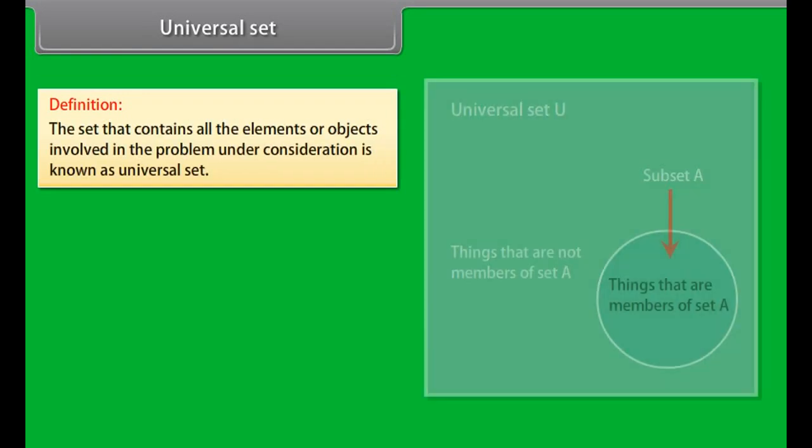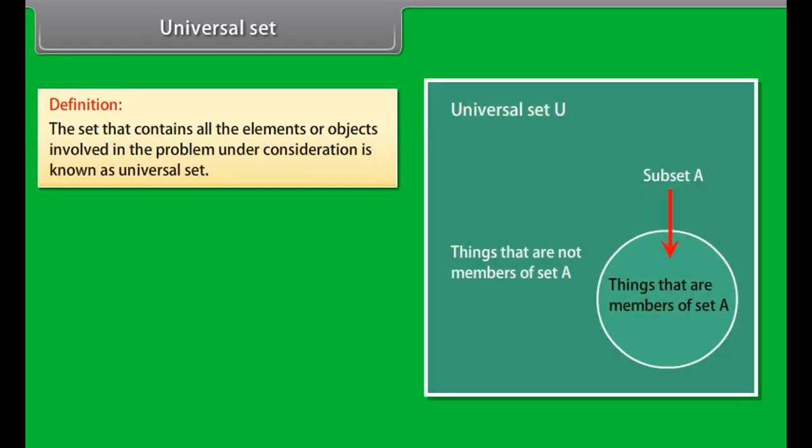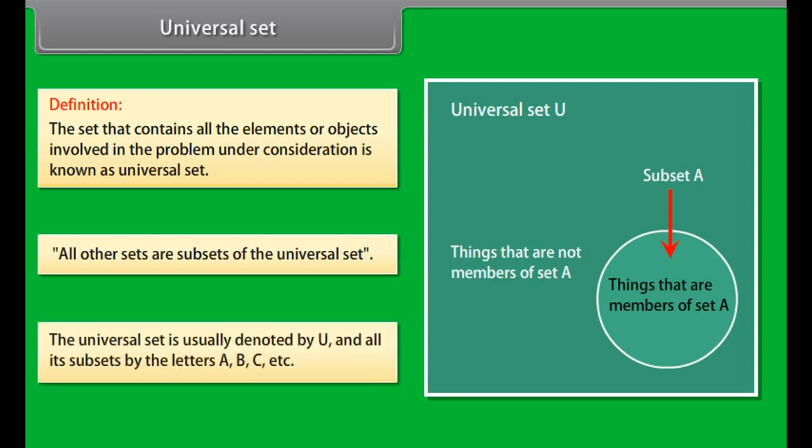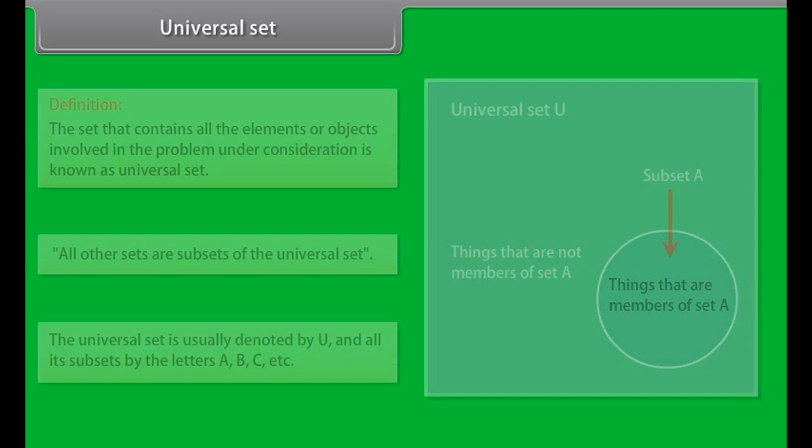Universal set. Definition: the set that contains all the elements or objects involved in the problem under consideration is known as universal set. All other sets are subsets of the universal set. The universal set is usually denoted by U, and all its subsets by the letters A, B, C, etc.